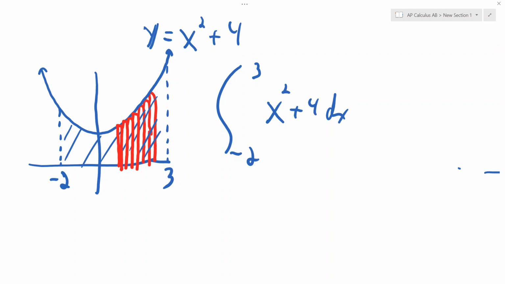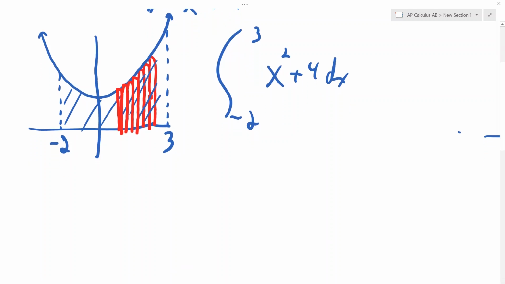What's the thickness of each one of those rectangles? Infinitely small, infinitely thin. It's an infinitely thin change in what variable? X. So what do we call that? Dx. So the width of every single one of those rectangles is dx. What's the height of every single one of those rectangles?